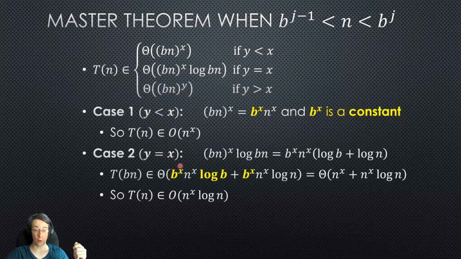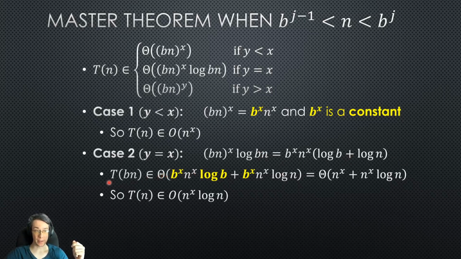Okay, case 2, where y is equal to x, we have (bn)^x log bn. Here, (bn)^x is b^x n^x. And log bn, this is a log rule where we can turn log bn into log b plus log n, right? We can split up multiplication in the log with an addition of two logs. Okay, and then we can expand this a bit.